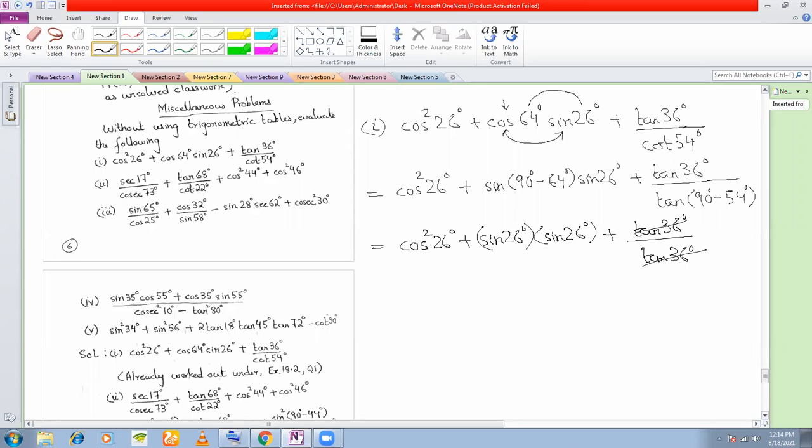So these will actually cancel. So what you get here is cos squared 26 degrees, and sine 26 into sine 26 is also sine squared 26. And tan cancels to give you 1, which is equal to, now cos squared 26 plus sine squared 26 is 1, because cos squared theta plus sine squared theta is 1, plus 1, which is equal to 2. And that is your answer. Is this clear? Yes, sir.